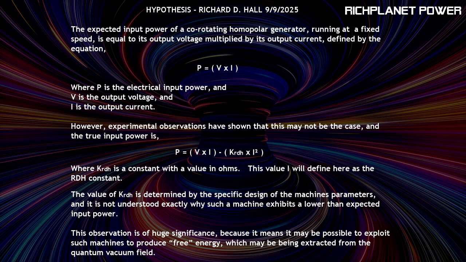Now K, and I've marked it K RDH, the RDH constant, is a value in ohms. The value of K is determined by the specific design of the machine's parameters, and it is not understood exactly why such a machine exhibits a lower than expected input power. This observation is of huge significance because it means it may be possible to exploit such machines to produce free energy which may be being extracted from the quantum vacuum field. So that's my current hypothesis. Maybe I should publish that.